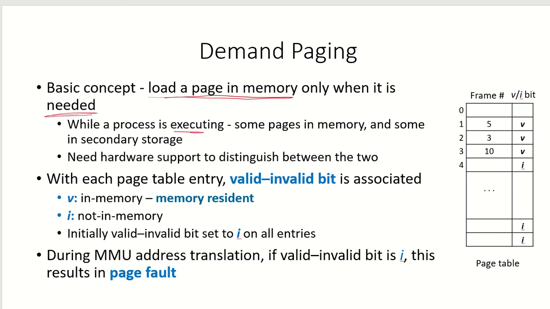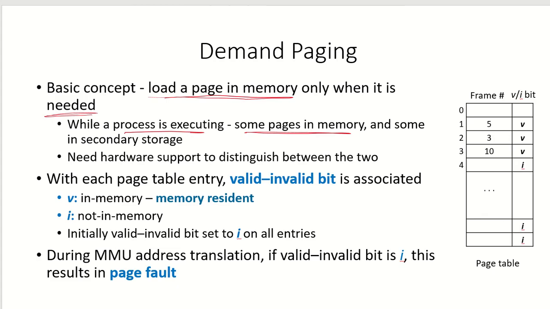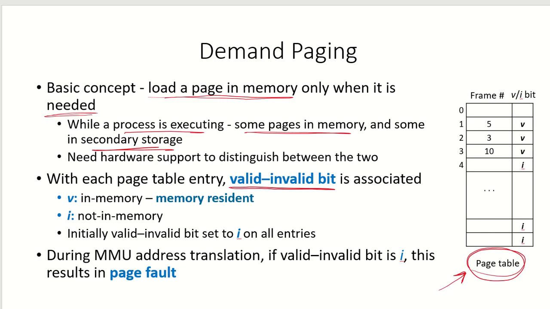So when a process is executing, there is a possibility that some pages will be in the memory and some pages will be in the secondary storage. How does the system distinguish whether the page is in the memory or in the secondary storage? We need some hardware support to distinguish between them. For this we have what is known as a valid-invalid bit, which is also put in the page table. For concepts related to the page table, please check my earlier videos.